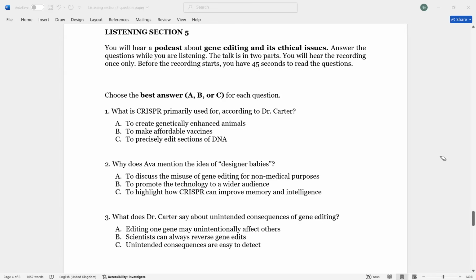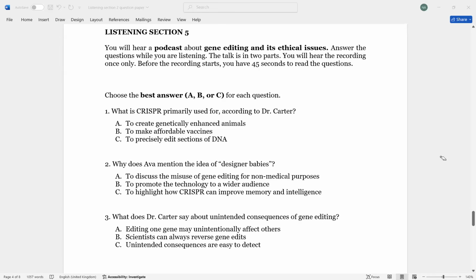Welcome to Tomorrow's Ethics, where we explore the moral questions behind science and innovation. I'm Ava, and with me today is Dr. Carter, a geneticist working on the front lines of gene editing. Welcome, Dr. Carter. Thanks, Ava. It's great to be here.